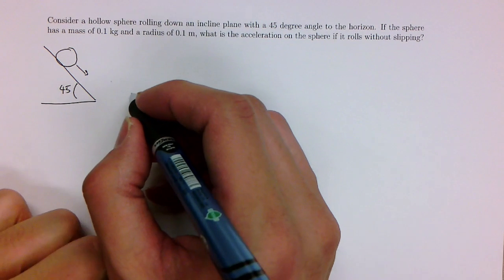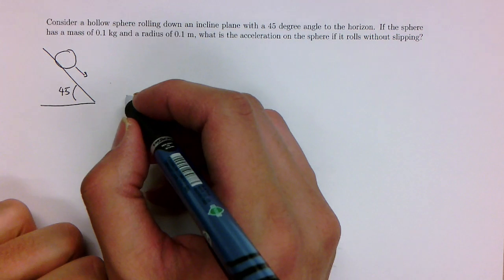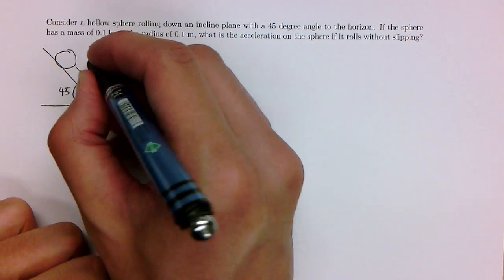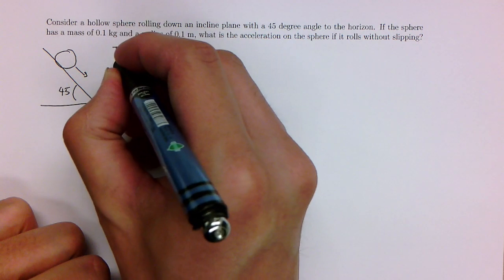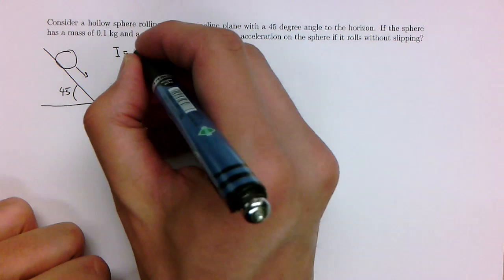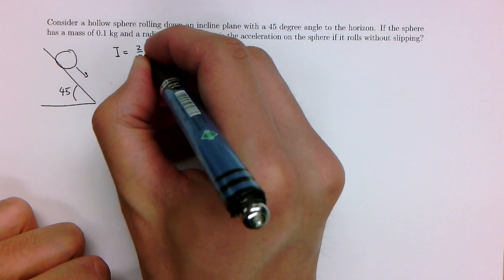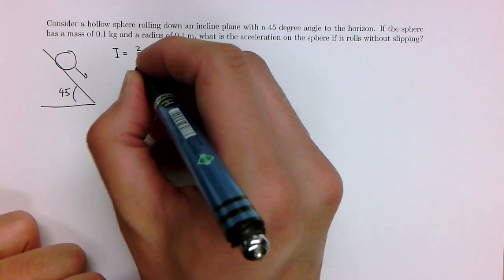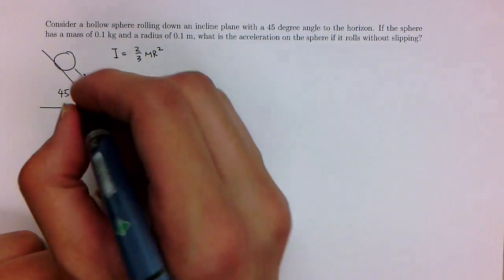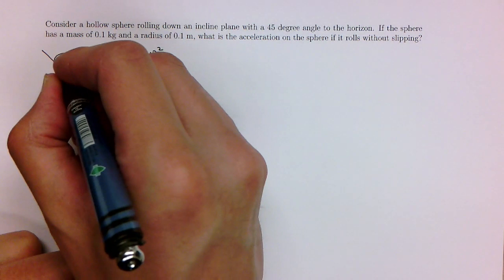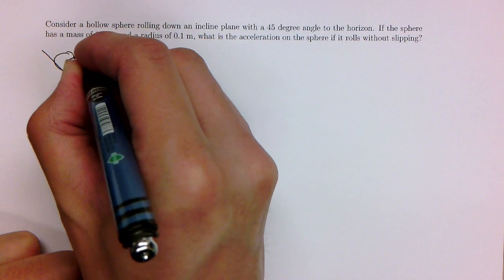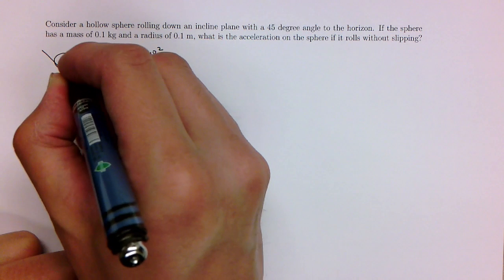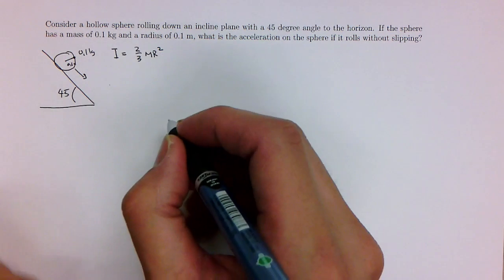Okay, so first things first, let us write down what the moment of inertia for a hollow sphere is. You can look this up or you can calculate it. But the moment of inertia for a hollow sphere is 2/3 mr squared. Always mr squared. The only question is what's the number out in front. Now this sphere here has a mass of 0.1 kilograms and a radius of 0.1 meters.